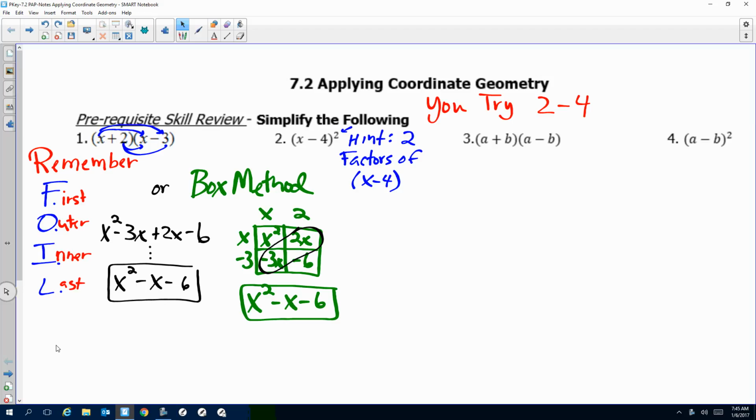So I'm hoping you remember the FOIL method: first, outer, inner, last. I showed an example of that. Or you can use a box method, which I know we've used in class before.